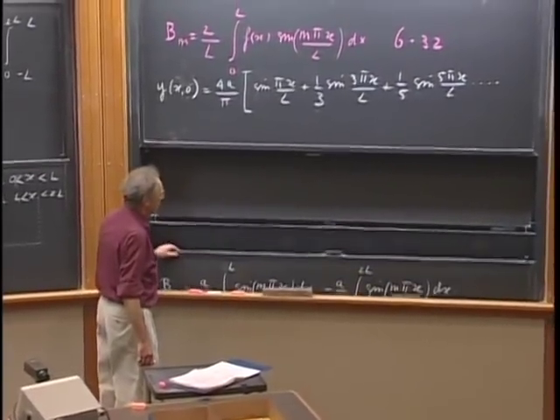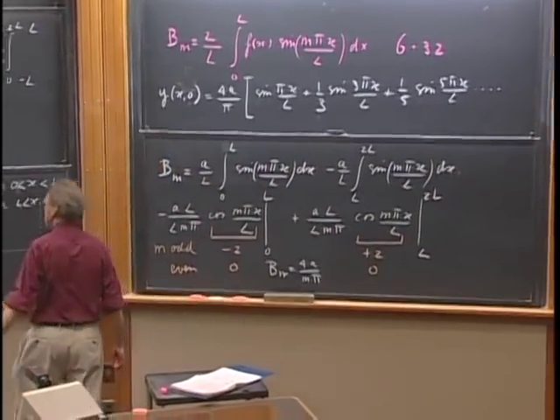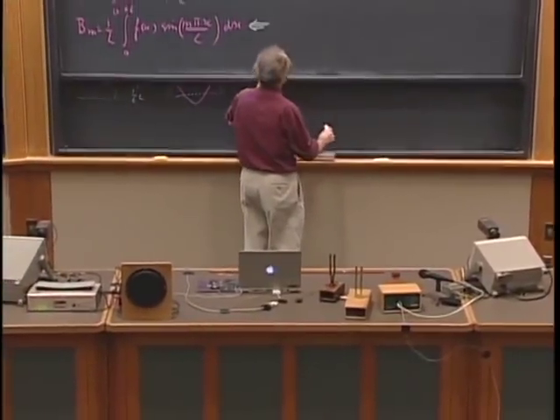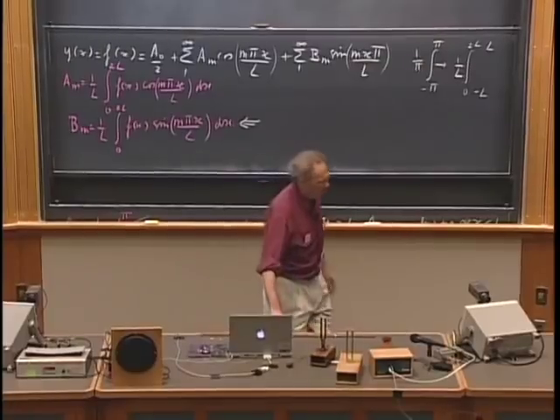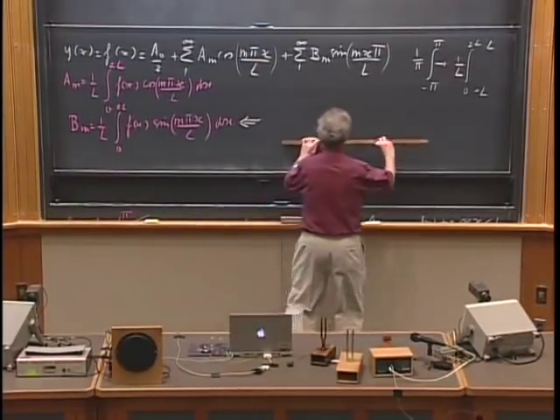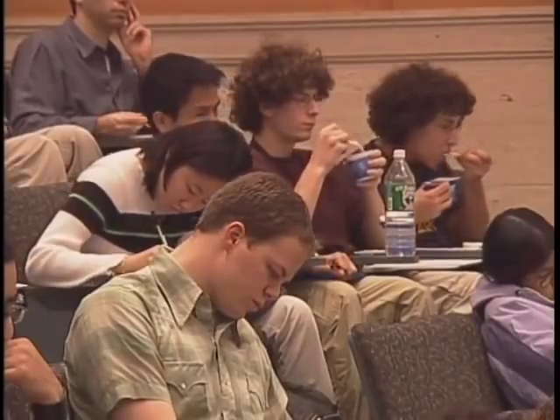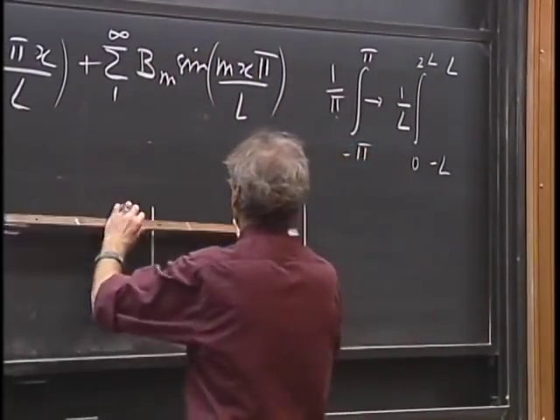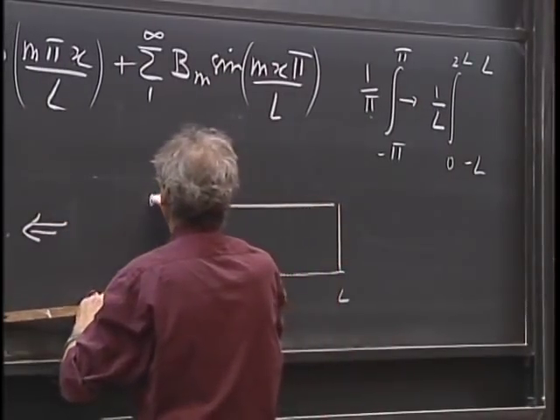So now I would like to put in my function the first two terms, and I will do that here on the blackboard. I'm going to concentrate now only on my function 0 to L. In reality, the string is only here. And now I would like to put in there, and this is A.